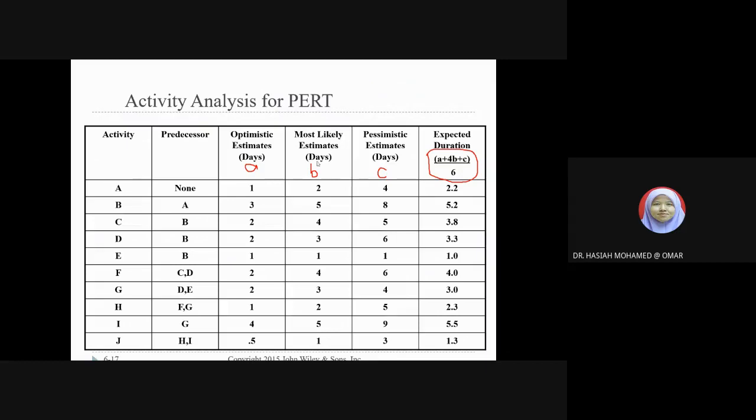days, most likely estimates days, and pessimistic days. So optimistic ni yang paling ideal lah kita kata. This one longgar sikit, and this one sepatutnya yang the longest that we can kita kata spend to complete activity A. And expected duration is the formula A plus 4B plus C divided by 6.